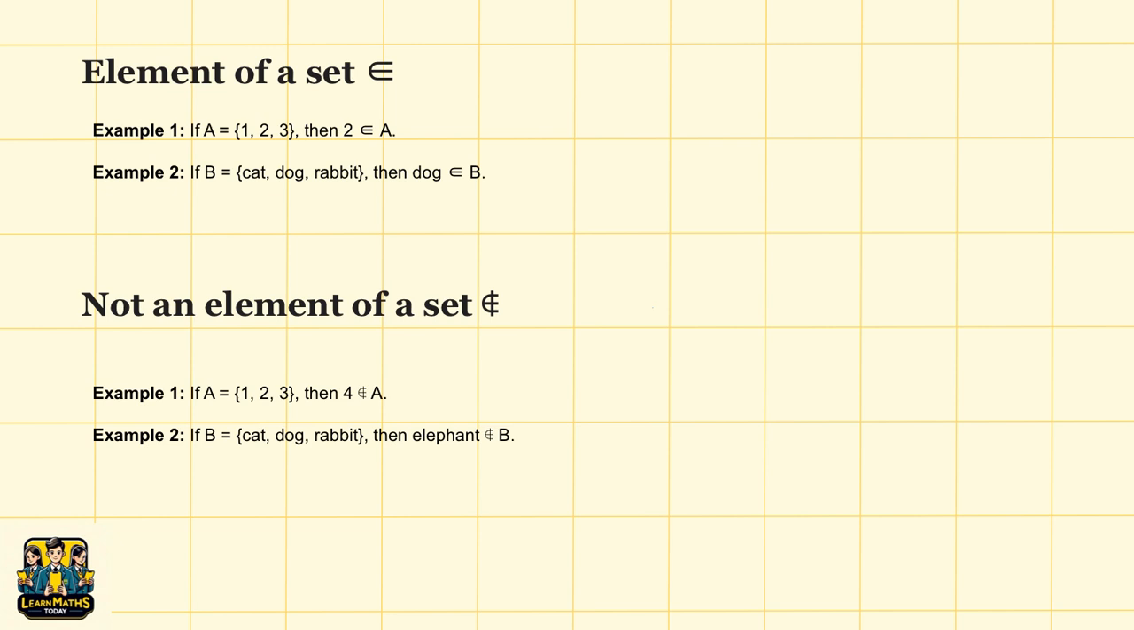This concept is just as important as knowing what is an element of a set because it helps to define the boundary of a set. By knowing both what belongs and what doesn't, we can better understand and work with the different kinds of sets.